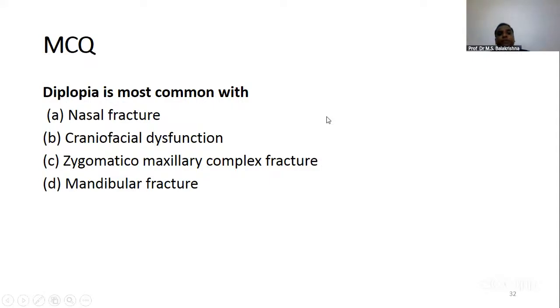Next question. Diplopia is most common with. Diplopia is double vision, generally associated with nasal fracture, craniofacial fracture, zygomatic complex fracture, or mandibular fracture. The answer is C, zygomatic complex fracture. The commonest clinical feature seen with ZMC fracture is diplopia. And please understand, unilateral diplopia is more dangerous than bilateral diplopia. Unilateral is more dangerous.